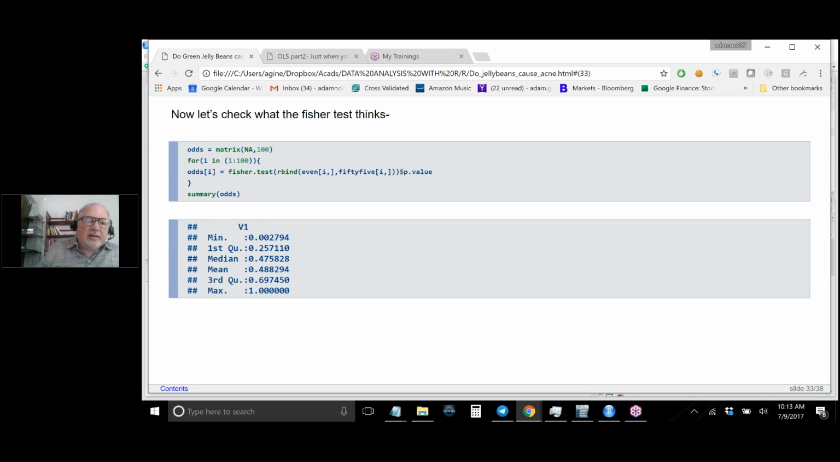So again, I instantiate a matrix to contain these 100 answers, and I give the Fisher test, I bind by rows. That's what I said, and then I just want the p-value, and I put that. So when I run this code, I'm going to get 100 p-values. And what do I get? Notice I get answers all over the place. I get answers from 1 to 0.002.